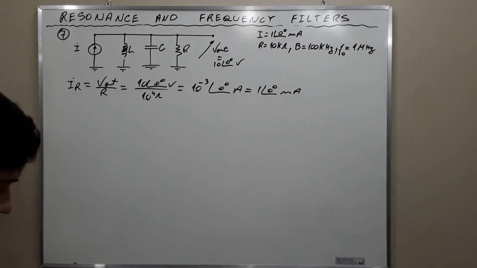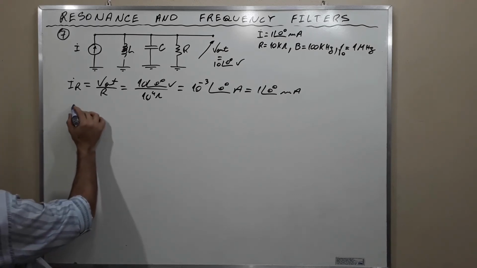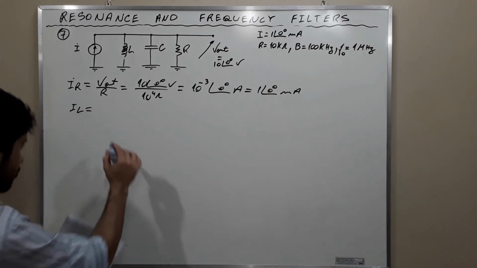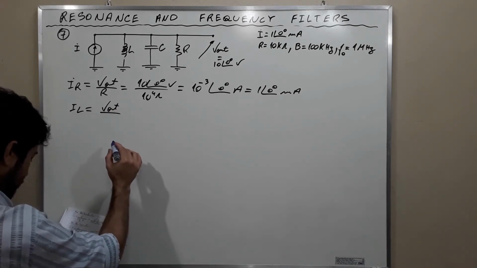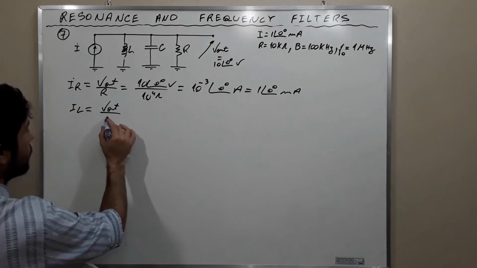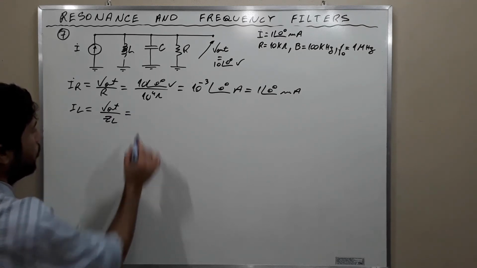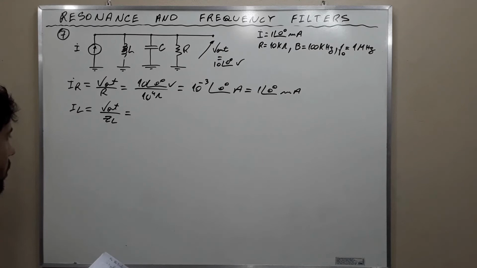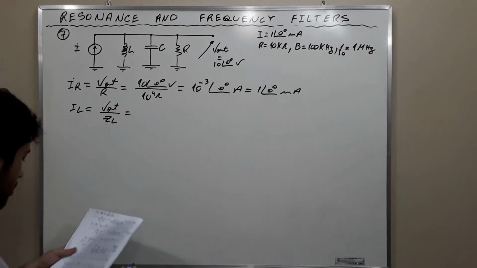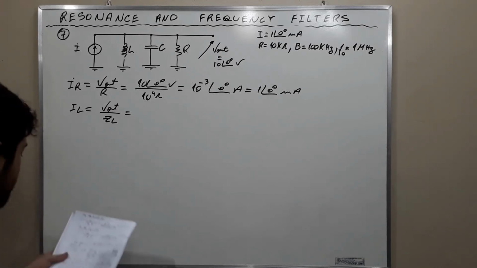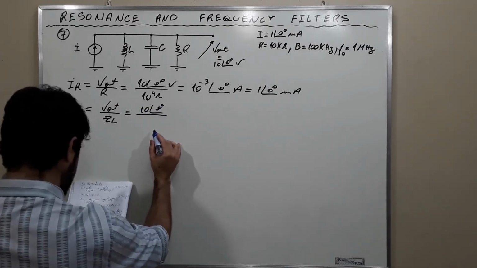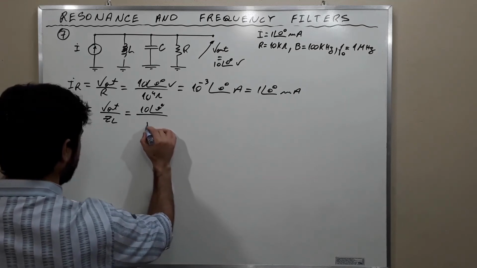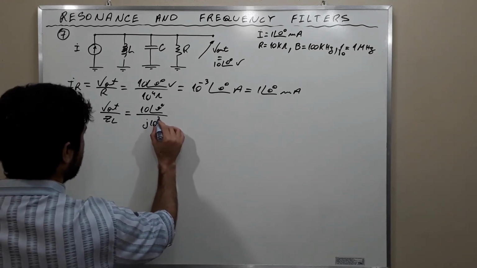Let's calculate the inductor and the capacitor currents. IL is equal to V out over ZL. But ZL, the inductive impedance, or if you prefer the inductive reactance, is 10 phase 0 degrees divided by J 10 cubic.